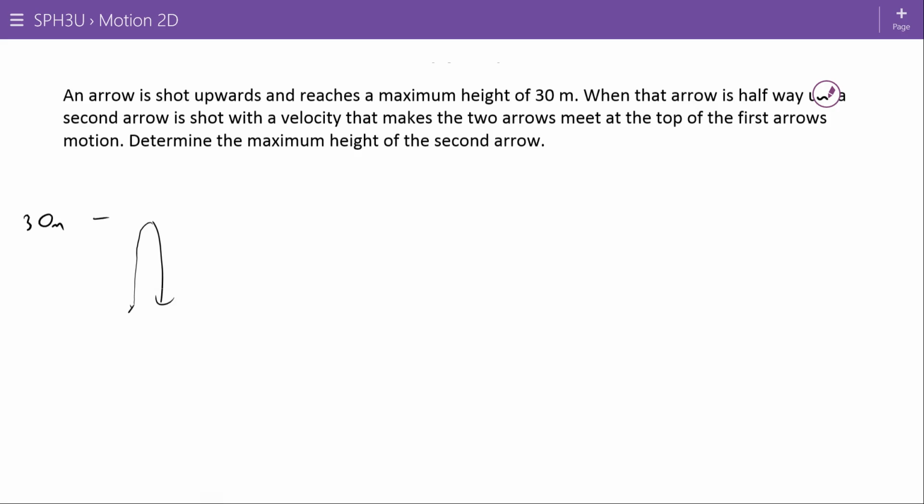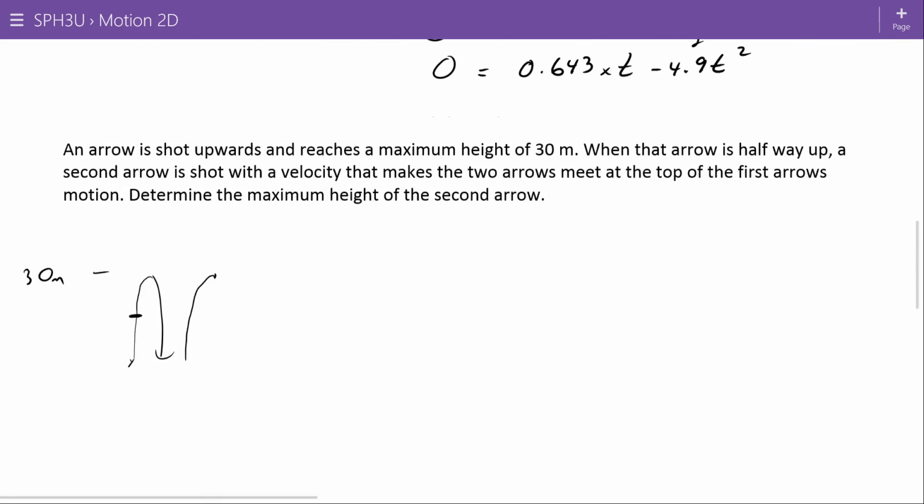When the arrow is halfway up, right here, a second arrow is shot with a velocity that makes the two arrows meet at the top of their motion, at the top of the first arrow's motion. What that means then is the second arrow must be going faster. So at the same time that this one does this, this one is going to go this whole distance, 15. Determine the maximum height of the second arrow.